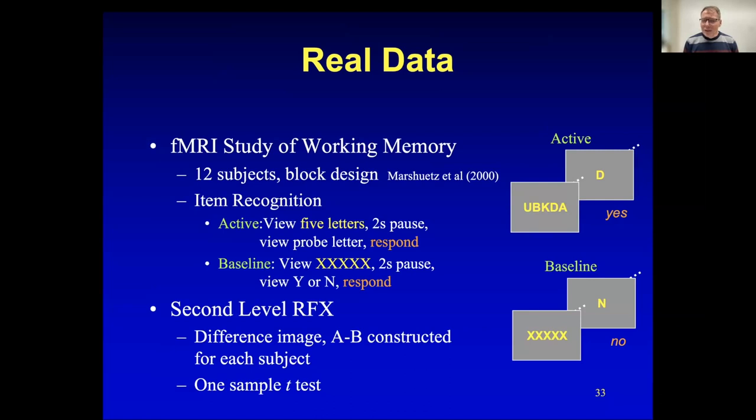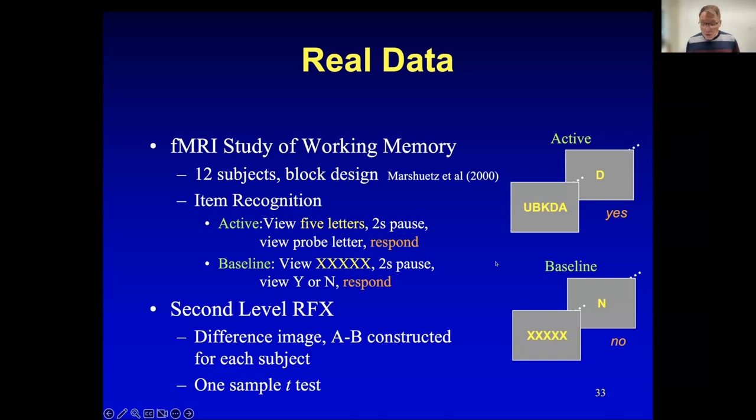This is a very old data set with only 12 subjects, but it makes the point. So the data can be summarized for each subject as basically a difference image or a contrast of the active and the resting condition. The active condition is they're presented a list of three letters. And then after a pause, you're given a probe letter, and you have to indicate, was that probe part of the original target set? And the reference case is just you're shown X's, and you have to say yes or no. Because I think it shows X or Y, and you have to say, was that X or Y?